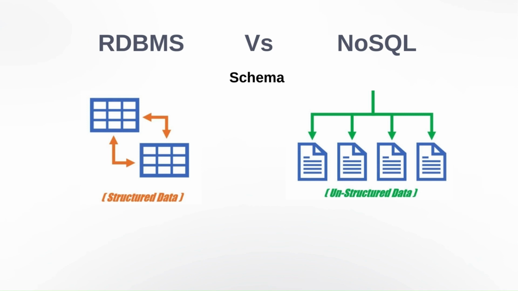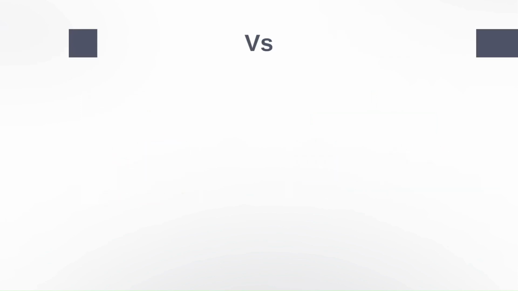RDBMS follows a structured schema where it is predefined before entering the data into the table, whereas NoSQL has a flexible schema which adapts itself according to the entered data. That's why NoSQL is beneficial for unstructured data.